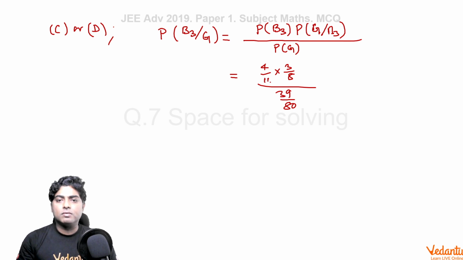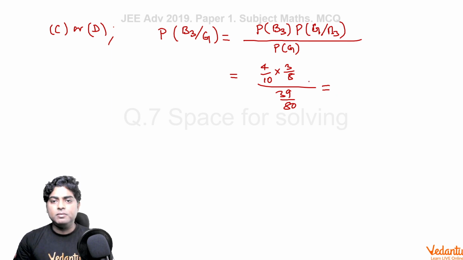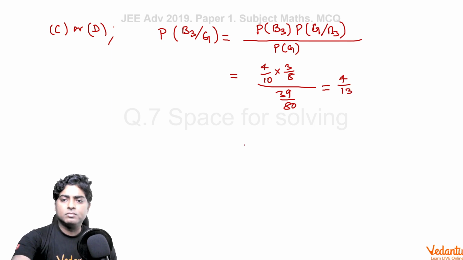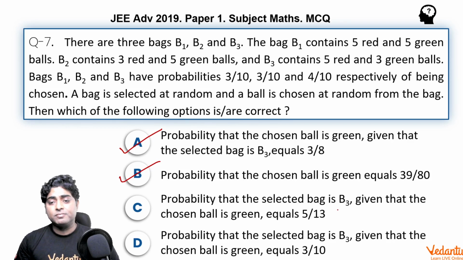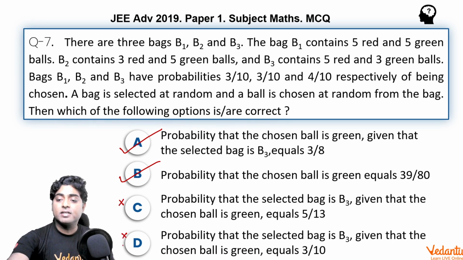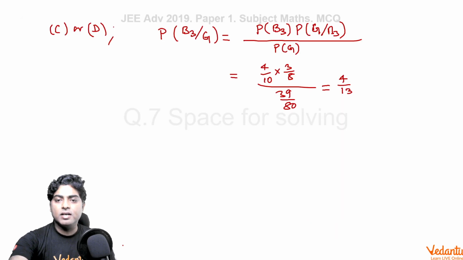So we can easily see the answer to this probability. The probability of B3 given green must be 12 upon 39, that is 4 upon 13, I think. So we'll see whether 4 upon 13 is given in any of the options or not. None of the options C or D is saying it is 4 by 13. So in this manner, C or D is not correct. So the final answer to this question is A and B.